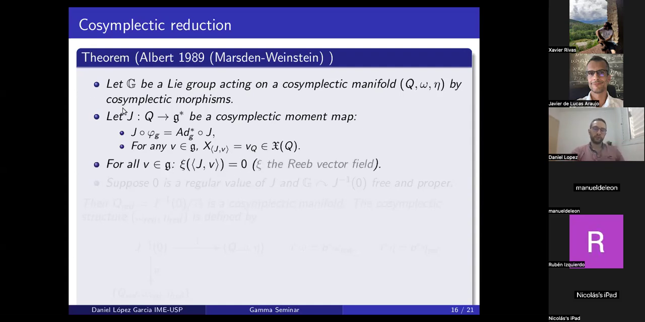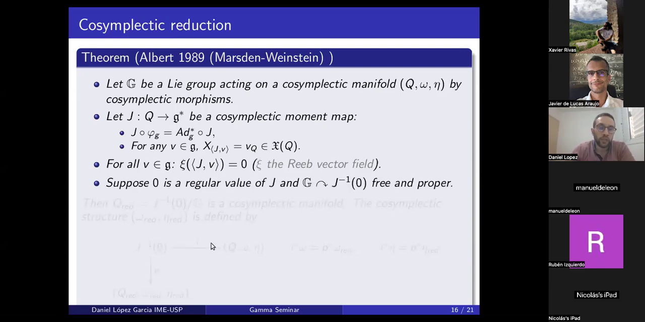Also in this case, we have this condition for any vector in the Lie algebra. This function, when I pair the moment map with this V, is constant in the direction of the Reeb vector field. Now, let me suppose that 0 is a regular value of J. In this case, this is a smooth manifold, and because we consider this equivariance, I can restrict this action to the 0 level and it is well defined.